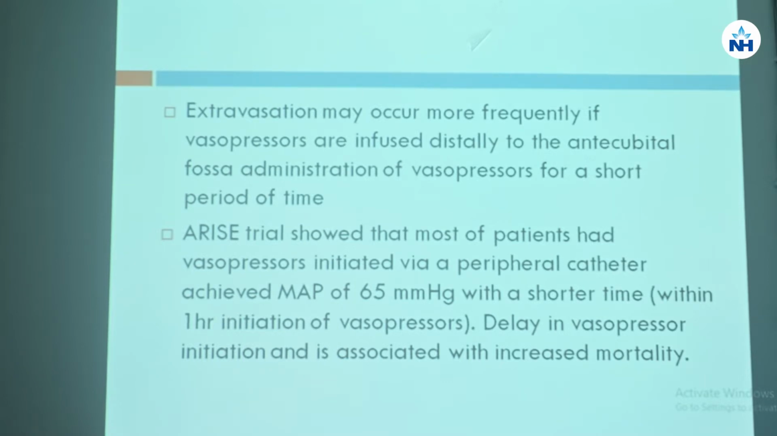And the ARISE trial has shown that most of the patients who had vasopressors initiated via a peripheral catheter achieved a MAP of 65 mmHg within a shorter time, within 1 hour of initiation of vasopressors. And actually, the delay in vasopressor initiation is associated with increased morbidity and mortality. So now they have recommended starting vasopressors peripherally for a short period of time, which is usually 4 to 6 hours.